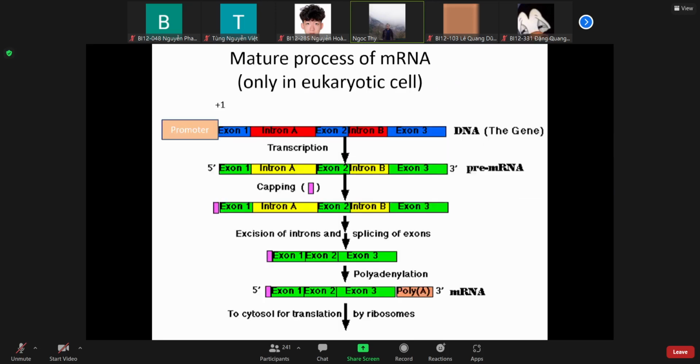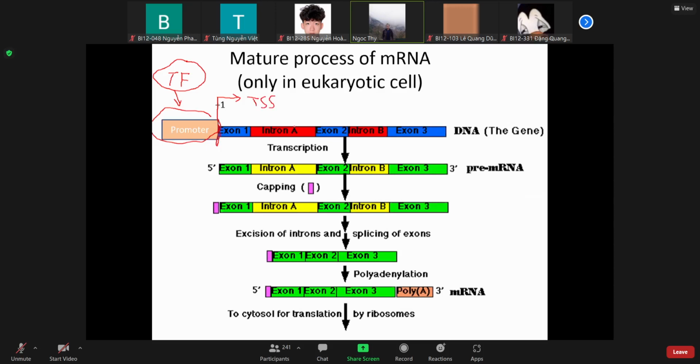Coming to the eukaryotic cell, it is a little bit different. It has the same regions as the prokaryotic cell, including the promoter, and the transcription factor binds in here. It slides until it reaches position +1, the transcription starting site.